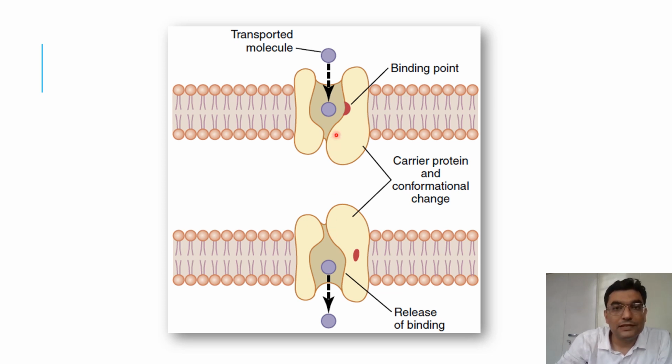This happens at a rate, and the rate at which molecules can be transported by this mechanism can never be greater than the rate at which the carrier protein molecules can change back and forth between their two states. When that rate reaches its maximum, it is known as Vmax. After that, the graph is in a plateau state.